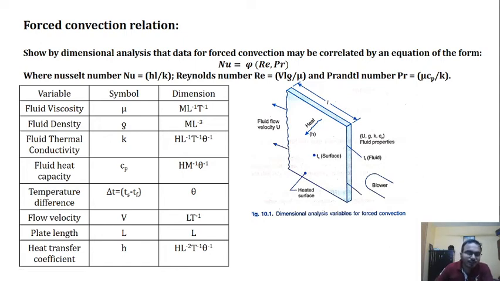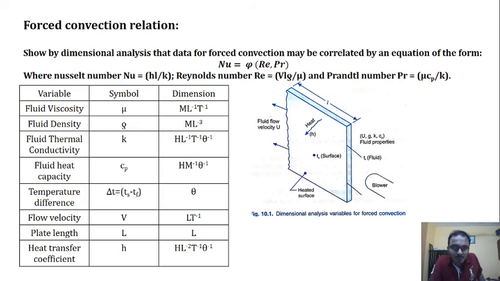flow. Then fluid velocity V given by L T minus 1 over here, plate length L which is given by L, and heat transfer coefficient which is given by H, and the dimension for it is H L inverse 2, T inverse 1, theta inverse 1. So it is very important that to obtain this relationship you should be aware of these variables, their symbol and their dimensions. And in our previous subject of fluid mechanics we have already studied how to obtain these dimensions. So we are not going to repeat this part again.